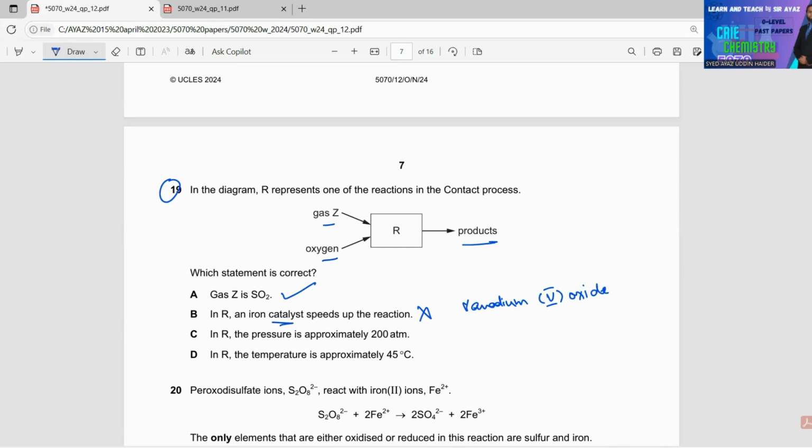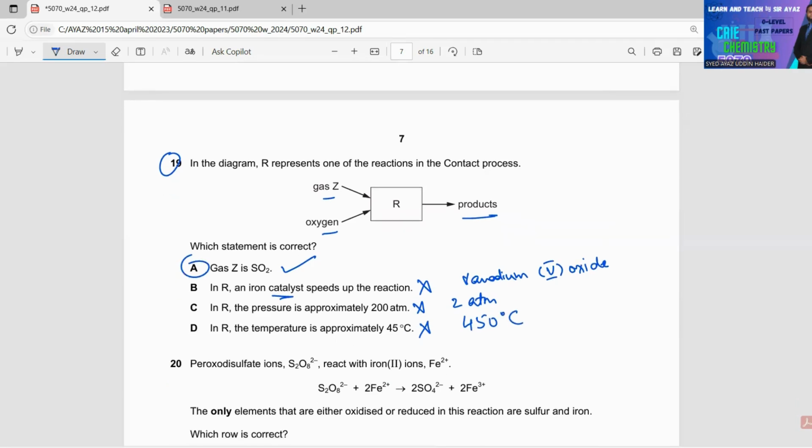C, in R, the pressure is approximately 200 atm. This is also incorrect because pressure will be 2 atm. D, in R, the temperature is approximately 445 degrees centigrade. This is also incorrect. Temperature is 450 degrees centigrade. A must be the right answer in this case.